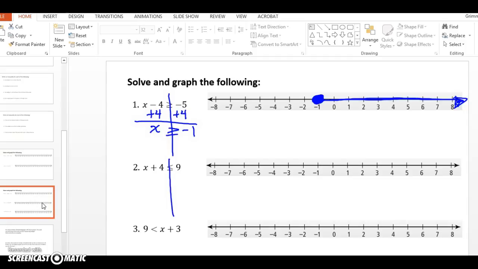All right, so the next one, subtract 4, x is less than or equal to 5. Open circle or closed circle? Closed circle, because it can actually equal 5. And then am I going to shade to the right or to the left? If I want everything smaller than 5, I'm going to shade towards those negatives, right? Because negatives are smaller than positives. So I'm going to shade everything going this direction.